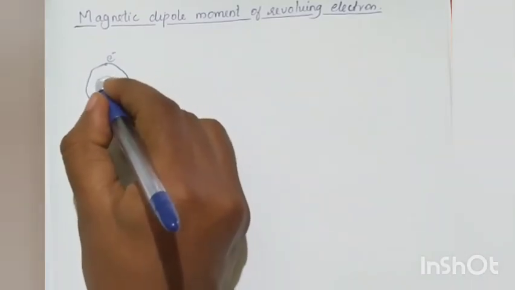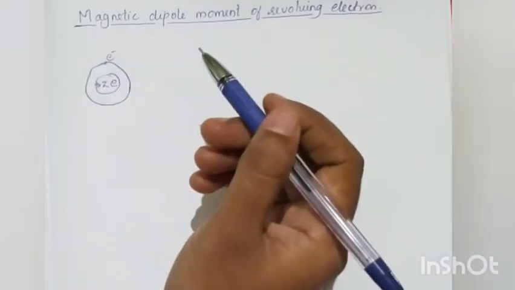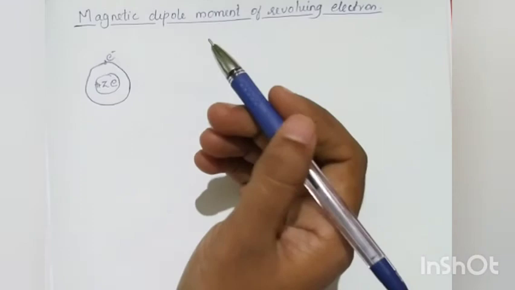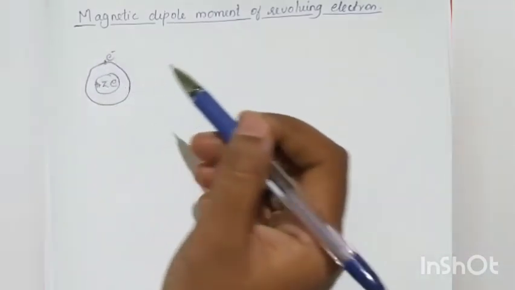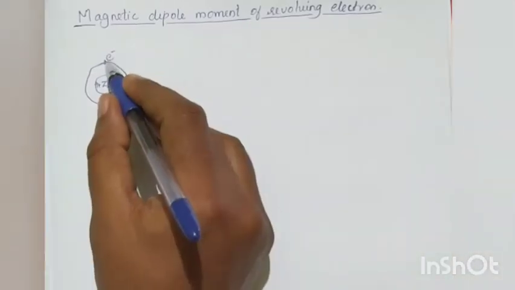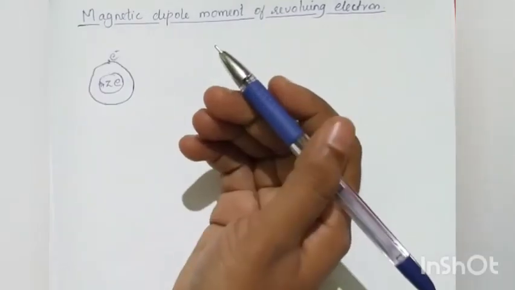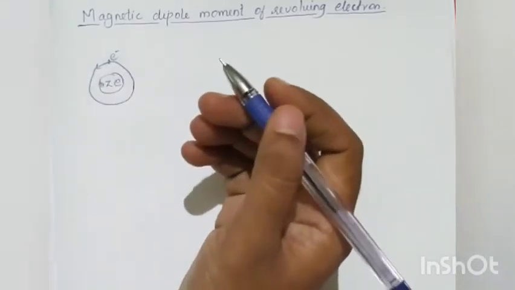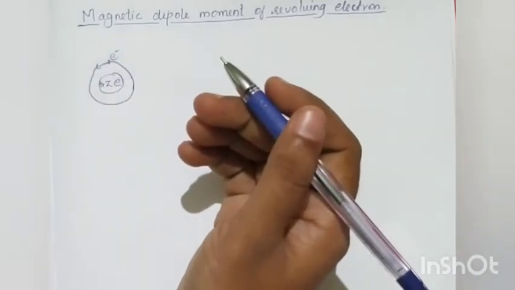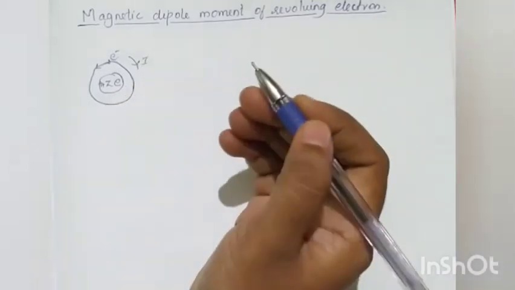We are having a nucleus at the center, and around that the electrons of the atom are revolving. For this case we are considering a single electron revolving around the nucleus. So we know that wherever charge is moving, definitely there will be current. Here let us imagine this electron is moving in anti-clockwise direction, and we also know that the direction of current is opposite to the direction of electron. Therefore, the direction of current will be in clockwise direction.